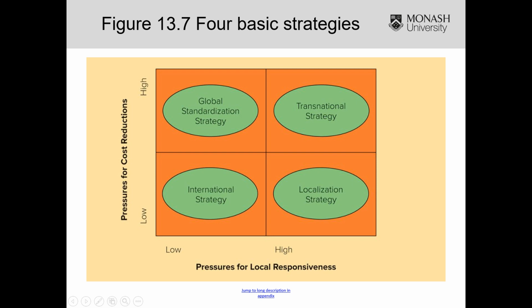Pressures for cost reduction, pressures for synergy on this axis, pressure for local responsiveness on this axis. So if there's low pressures for local responsiveness and low pressures for synergy, you can follow basically the business level strategy that you're following in your home country. And this is sometimes called an export strategy, but doesn't necessarily have to be only an export strategy. You're not changing your product. You're using the sources of competitive advantage that you've gained in your local market, and you're usually exporting, but you don't have very much adaptation to respond.